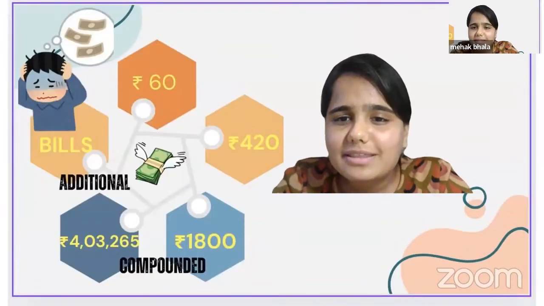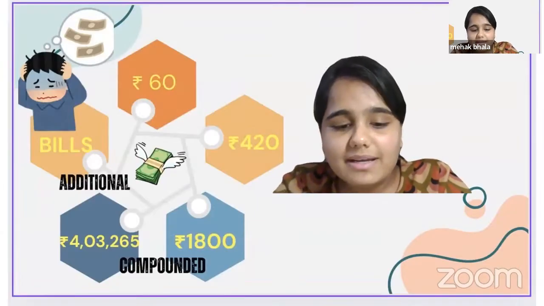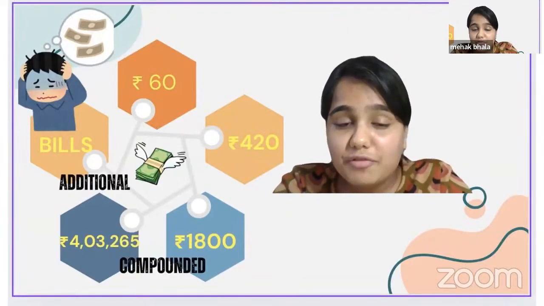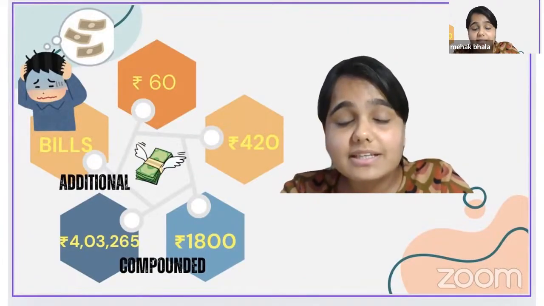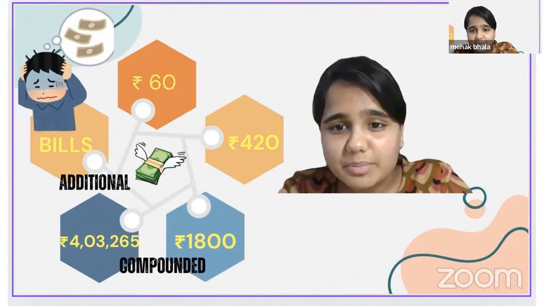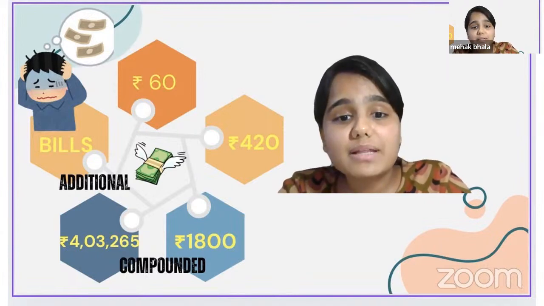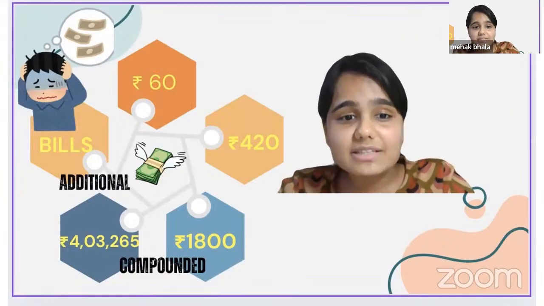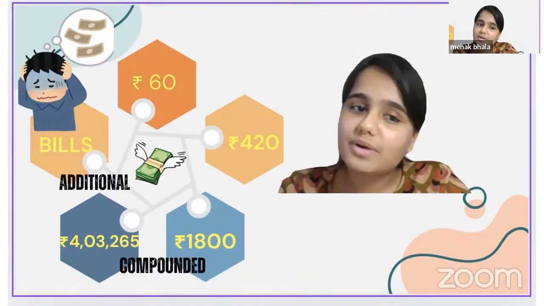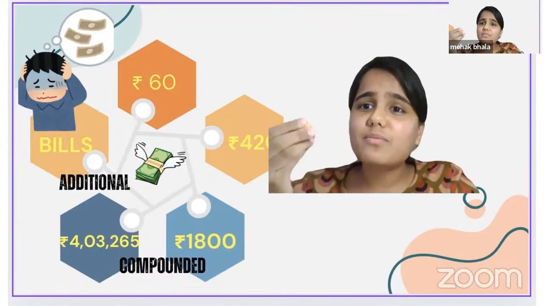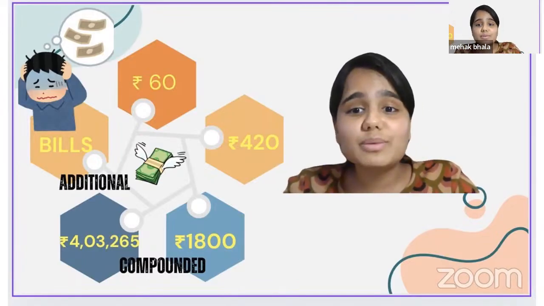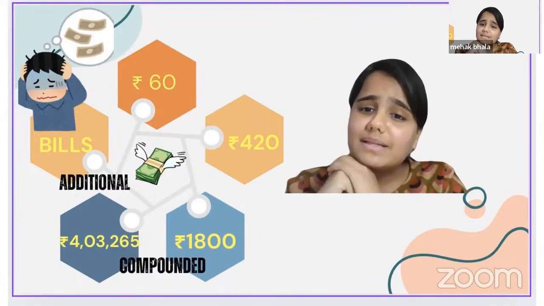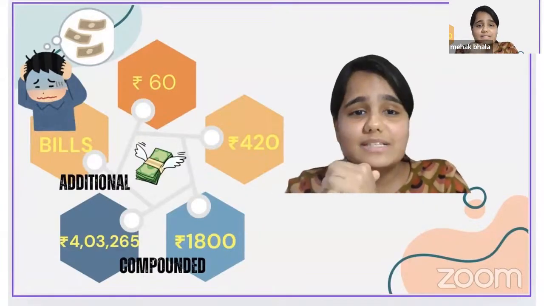Just look here. There's a 40-gram betel nut packet. If consumed per day, it costs around 60 rupees. For a week, if it's consumed continuously, it costs 420 rupees. For a month, it's 1800 rupees. And compounded for 10 years, it will be 4,03,265. This is only what the kid is consuming. There are additional costs as well, right? Like hospital bills and the family suffering.